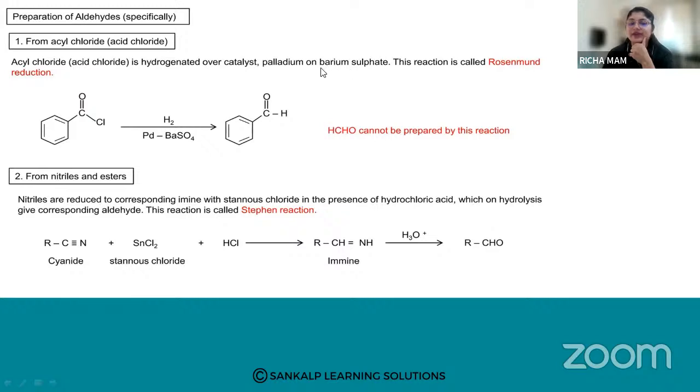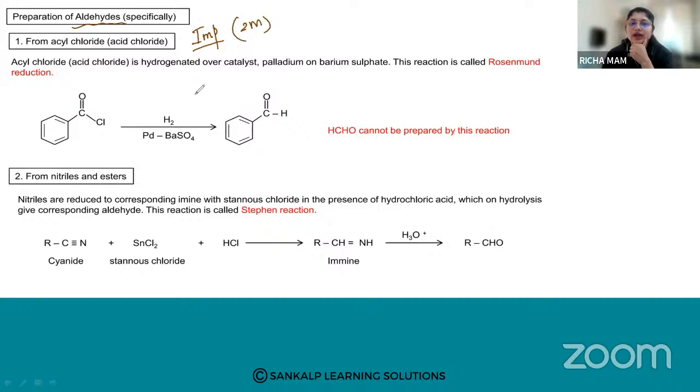So specifically, we are discussing only the preparation. We have seen four general methods of preparation, in which we can prepare both aldehydes as well as ketones. But now, specifically, we can prepare only aldehydes. The first one is very important. Mark this important for 2 marks.